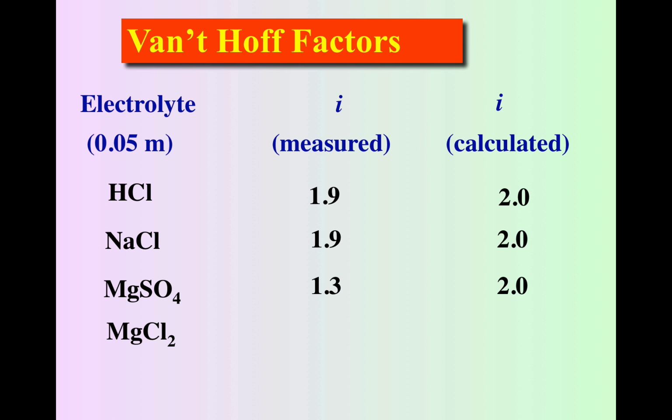Magnesium chloride, you're expecting a Van't Hoff factor of 3, right? 3 moles of particles for every 1 mole of magnesium chloride. You're getting less. It's 2.7. Iron(III) chloride, you expect a Van't Hoff factor of 4, and you're only getting a measured value of 3.4, much less than a 4-fold effect. So why? Why the discrepancy between the measured effect on colligative properties and what you're calculating?